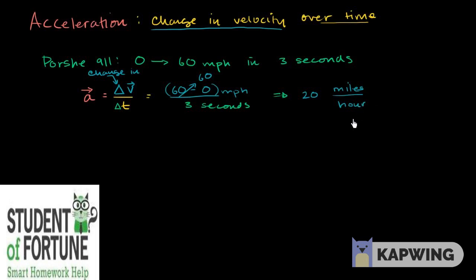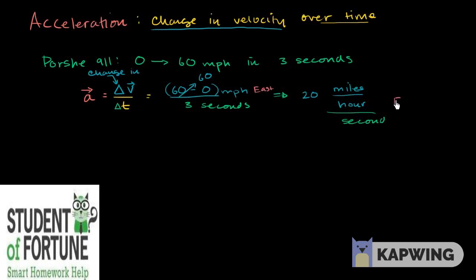So miles per hour, and then we could either put seconds like this, or we could write per second. Let's just think about what this is saying, and then we could get it all into seconds, or we could all get into hours, whatever we like. This is saying that every second, this Porsche 911 can increase its velocity by 20 miles per hour. So its acceleration is 20 miles per hour per second. And actually, we should include the direction, because we're talking about vector quantities. So this is to the east.